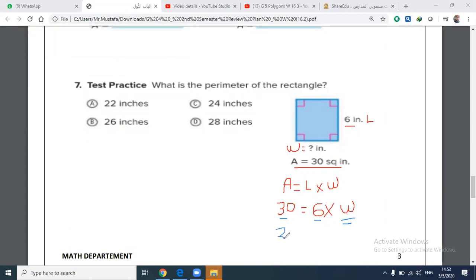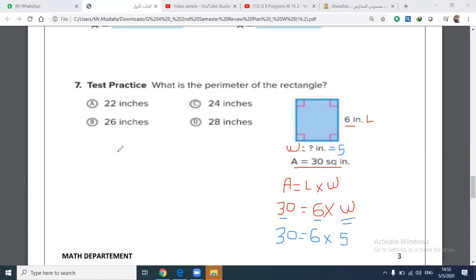I can write now 30 equals 6 times by what? 6 times by what equals 30? 6 times by 5. Yeah. So the width should be 5. Yes.